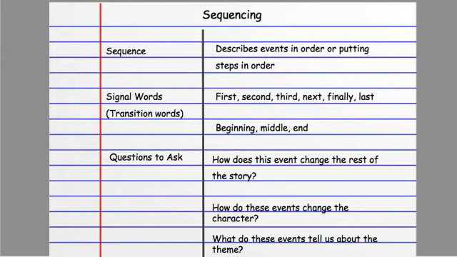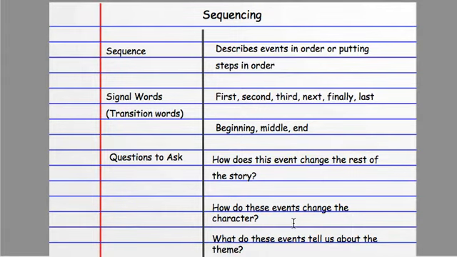The last thing I need you to think about are questions to ask yourself when you're sequencing. This helps us figure out why sequencing is so important. So, questions to ask yourself: how does this event change the rest of the story? Authors don't put events in stories just for the fun of it. There's a reason they're there. There's a purpose. So you need to think about what the purpose of that event is.